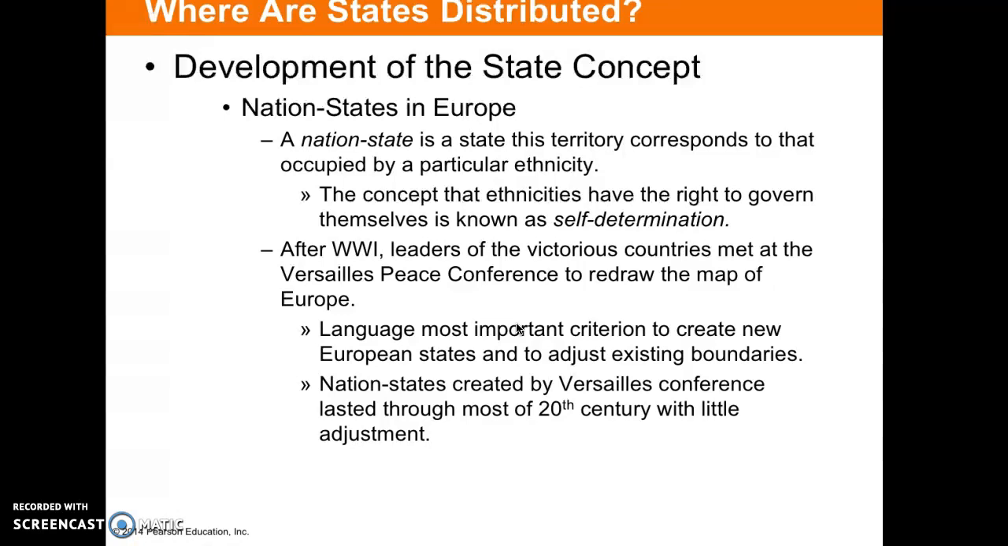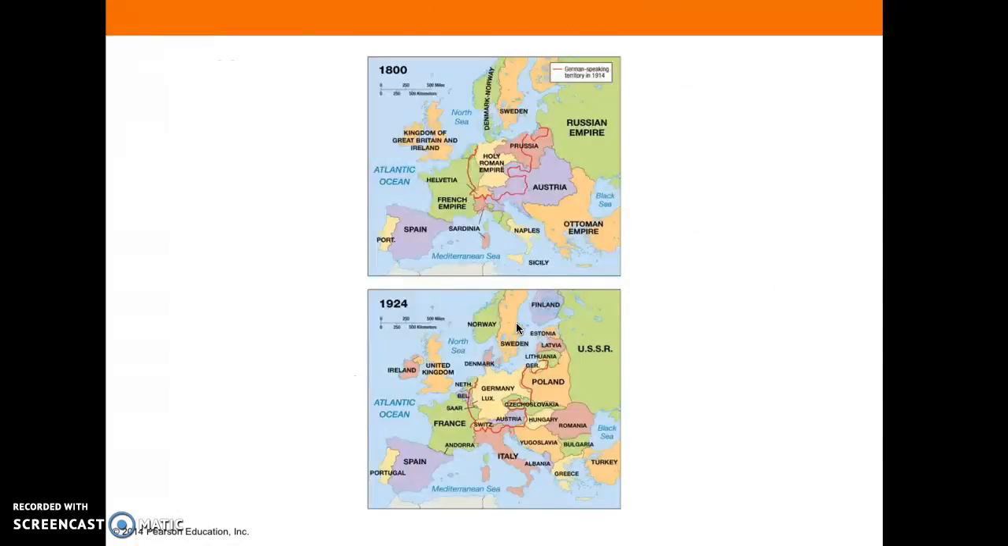A nation state is a territory or a sovereign state that corresponds to that occupied by a particular ethnicity. And the idea that ethnicities have the right to govern themselves is known as self-determination. So after World War I, lots of countries met at the Versailles Peace Conference to redraw the map of Europe. And they used language to create new European states and to adjust the boundaries. And so many of the nation states that were created by the Versailles Conference lasted through most of the 20th century with not much adjustment. So we would have carved up from these empires and these medieval states into a map that's fairly recognizable as modern day Europe.